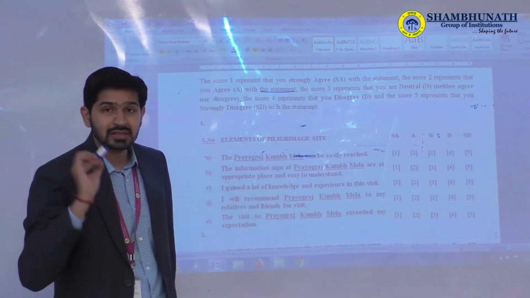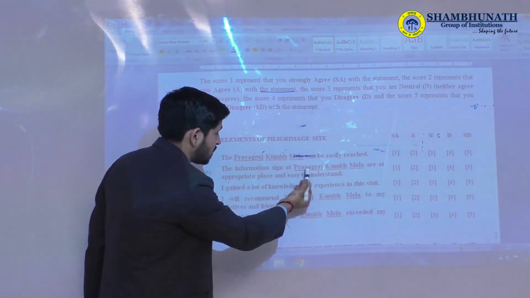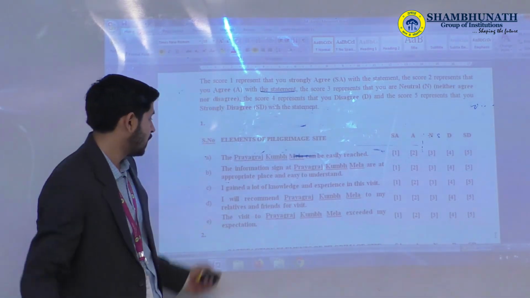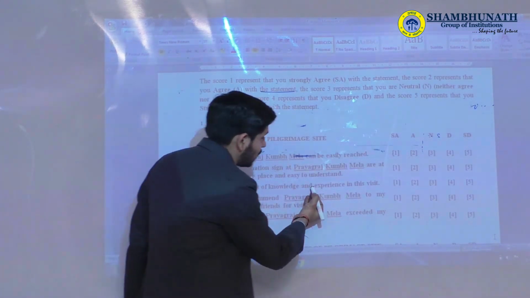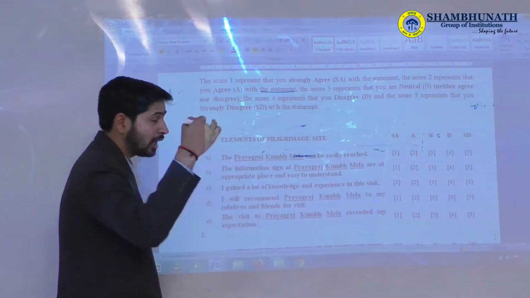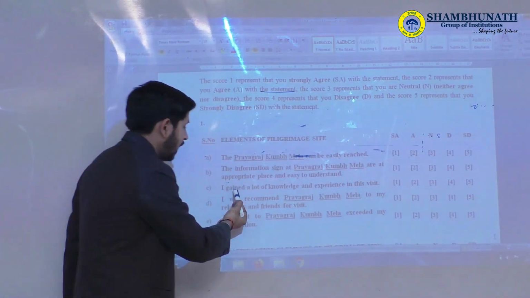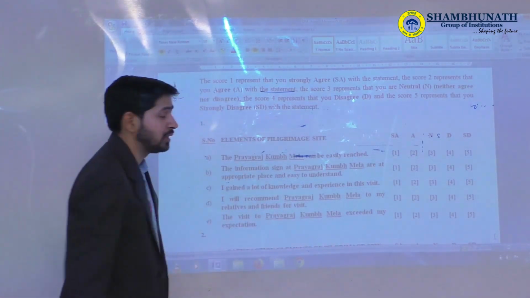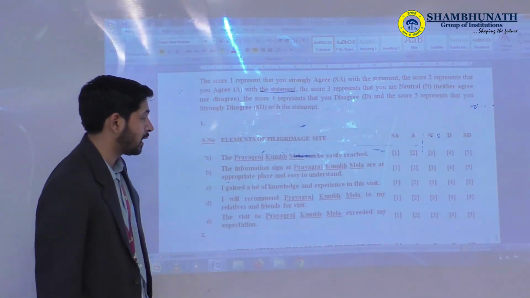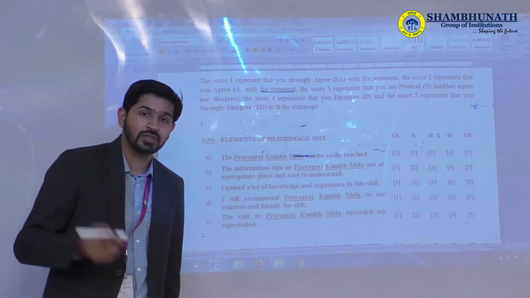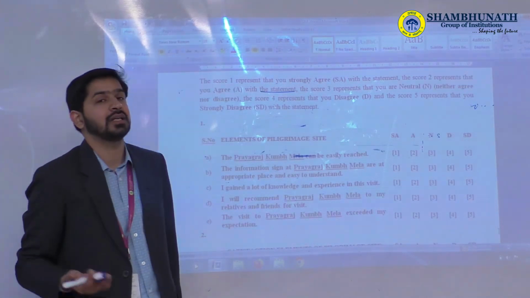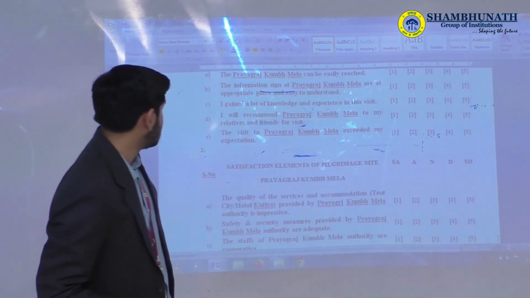The information sign is good. The information sites at Prayagraj Kumbh Mela are in appropriate places and easy to understand. I gained a lot of knowledge and experience in this visit. So how do you use yes or no? That's why we are using the Likert scale. Then the question is, I will recommend Prayagraj Kumbh Mela to my relatives and friends. The visit to Prayagraj Kumbh Mela exceeded my expectation. This is part 1.